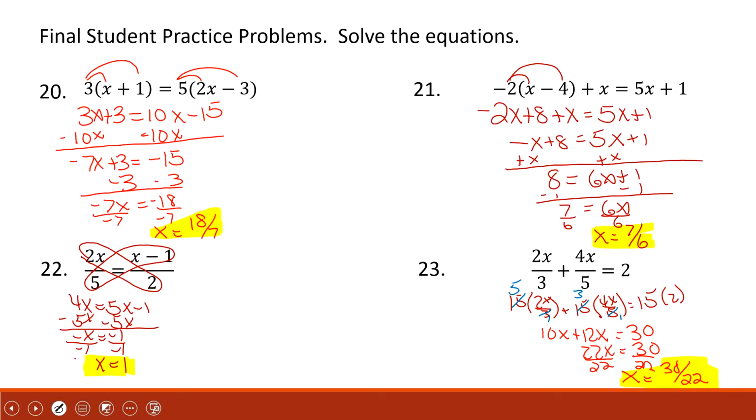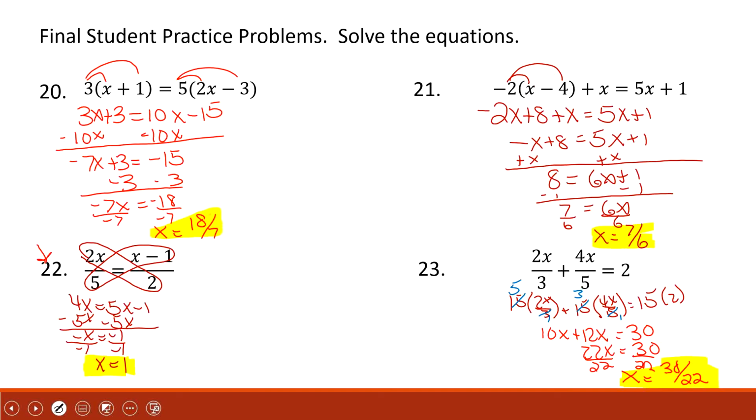Remember, too, when you're looking at proportions, you can kind of solve proportions by multiplying by the least common multiple, but it's easier just to cross multiply. So if you solve number 22 by multiplying everything by 10, that's okay. You should have gotten the same answer. But you don't have to do it that way. It's easy to cross multiply, sorry.